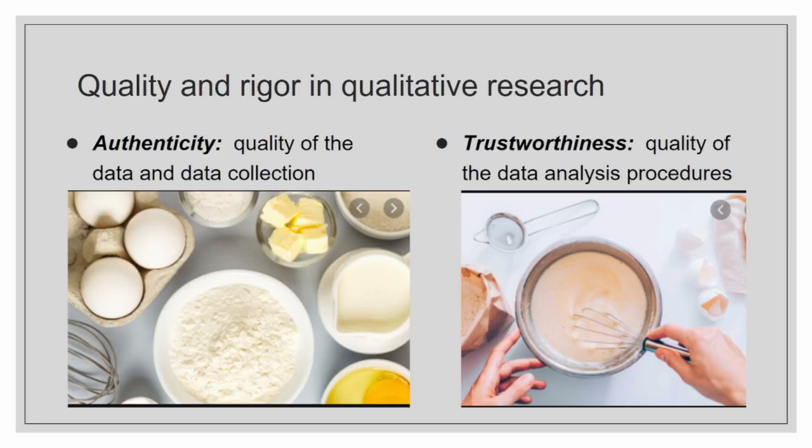Trustworthiness says you analyze correctly. Okay, so authenticity, that means that if I'm doing a recipe, I got all the ingredients right. I got the right amounts. Okay? I'm going to bake something. I'm getting all my ingredients there.